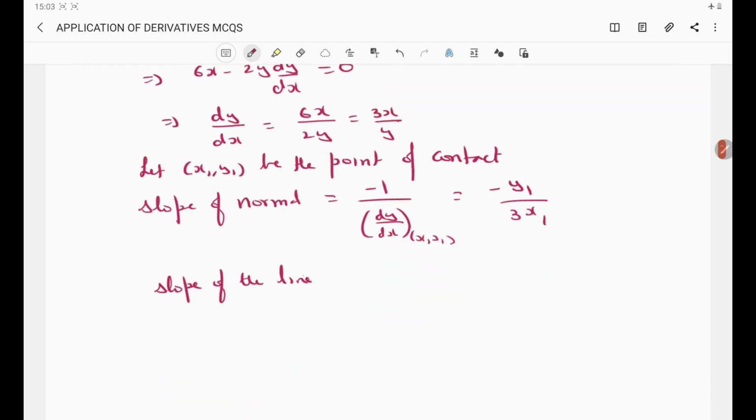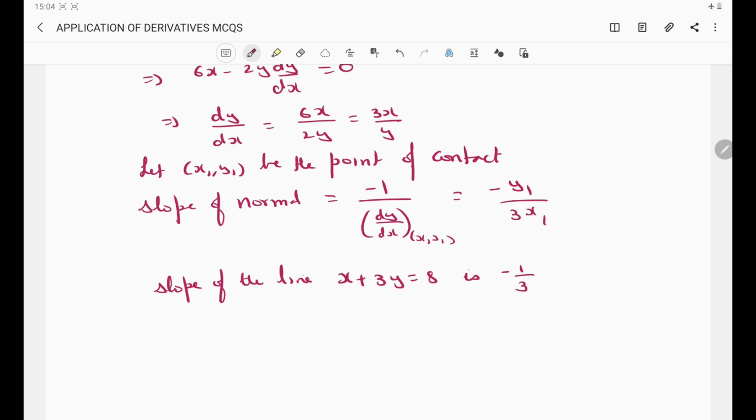x plus 3y equal to 8 is given by minus of a by b. So a is the coefficient of x, and b is 3. So slope is minus of a by b, so minus of 1 by 3. So the slope of the line x plus 3y equal to 8 will be minus 1 by 3.